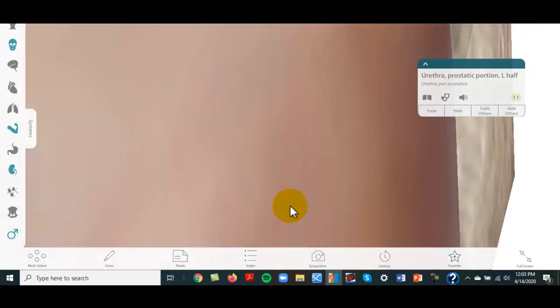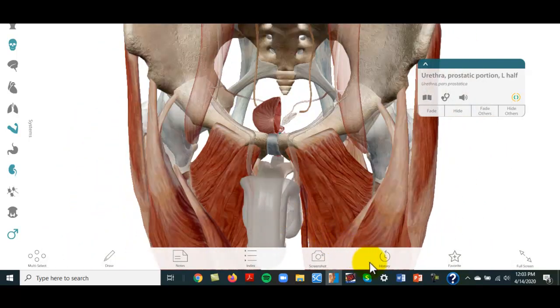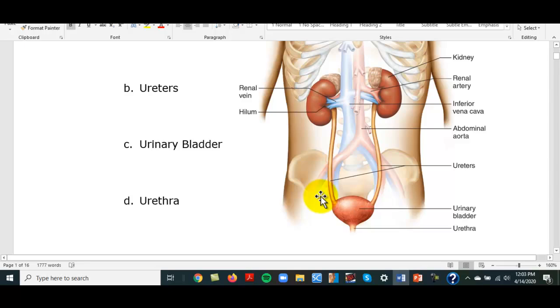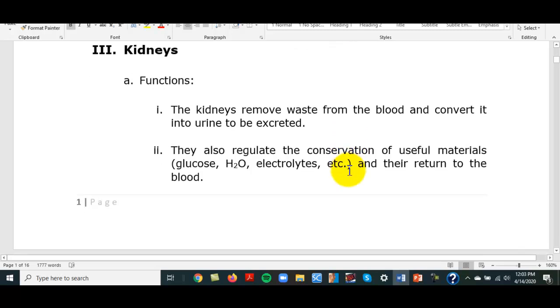Males, females, of course. The urethra in males is longer, and it's away from skin. So males are less prone to bladder infections because of how far it is away from the skin where the microbes are. So here are some functions of the kidney.